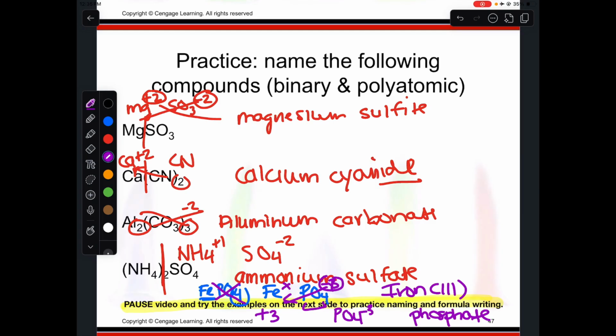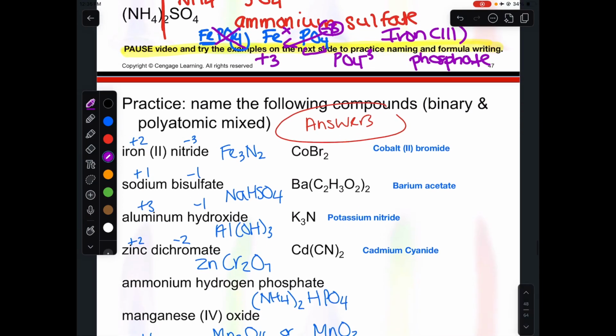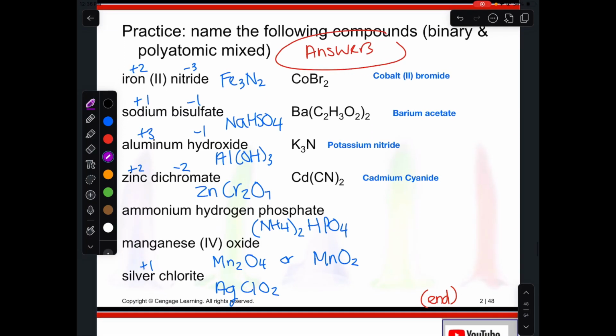Now at this point, I have a mixed review on the next slide, so go ahead and you can pause the video and just try to do those on your own, and then I will scroll here in a moment and you can check your answers. So make sure if you need Roman numerals, you are providing them. Again, anything that is in that center section, the transition metals or tin or lead, do require Roman numerals, and things that have fixed charges do not require them.